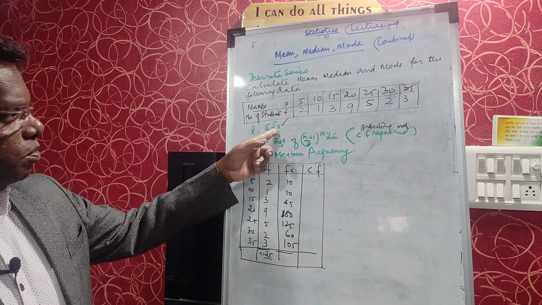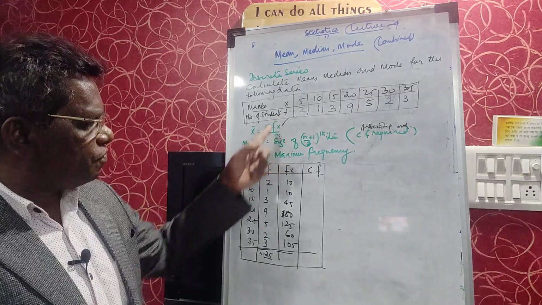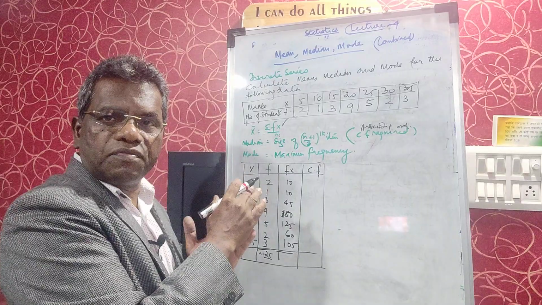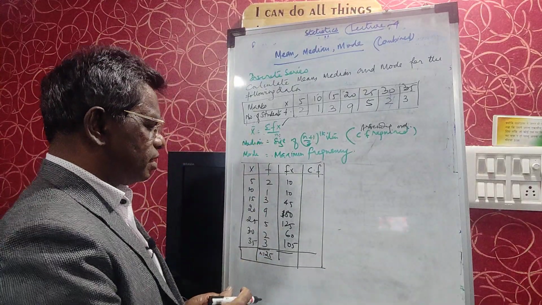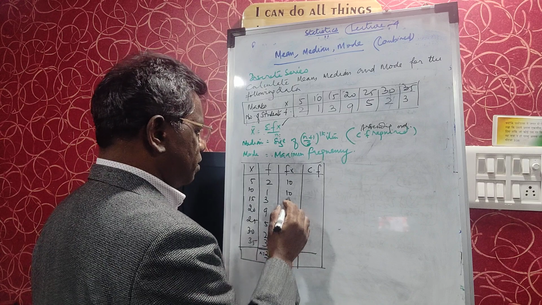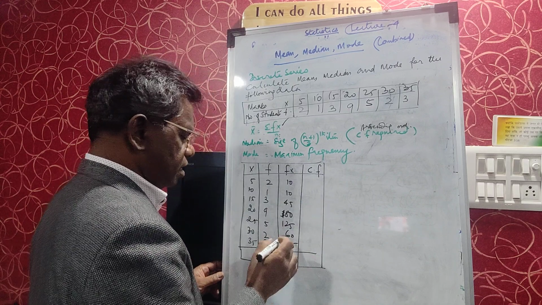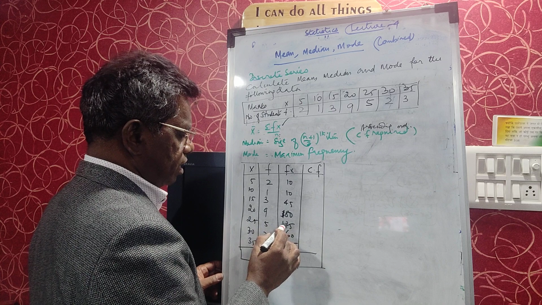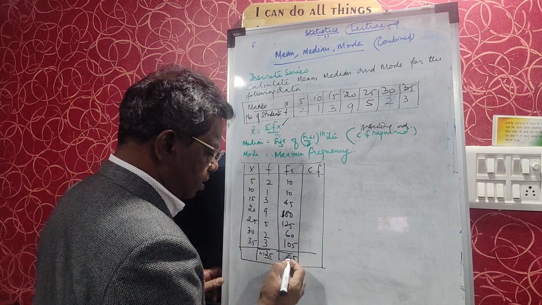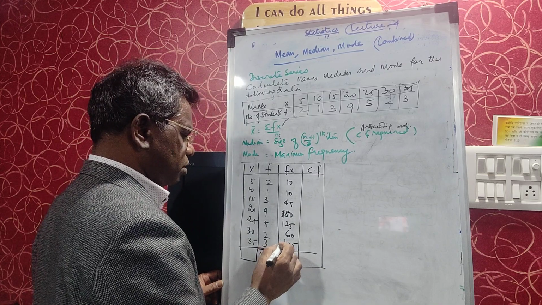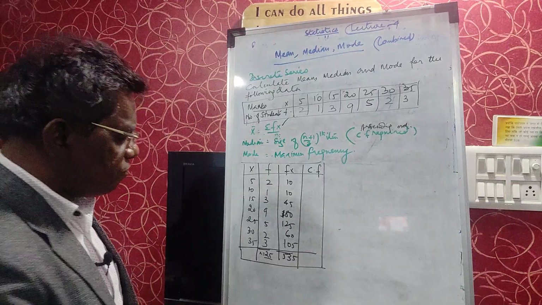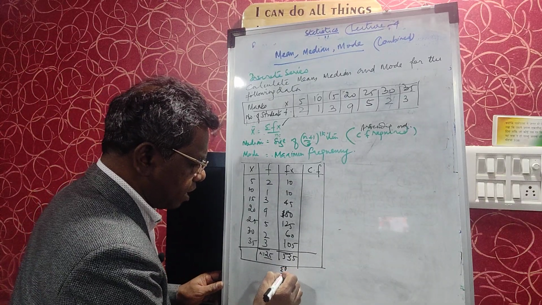Now ask the formula, what do you need? You need sigma fx, because you want the sum of fx. So you need to add it. 10, 5, 5, 10, 15, then 7, 9, 17, 21, 22, 23, 2 plus 1, 3, 4, 5. So 535. So sigma fx is equal to 535.